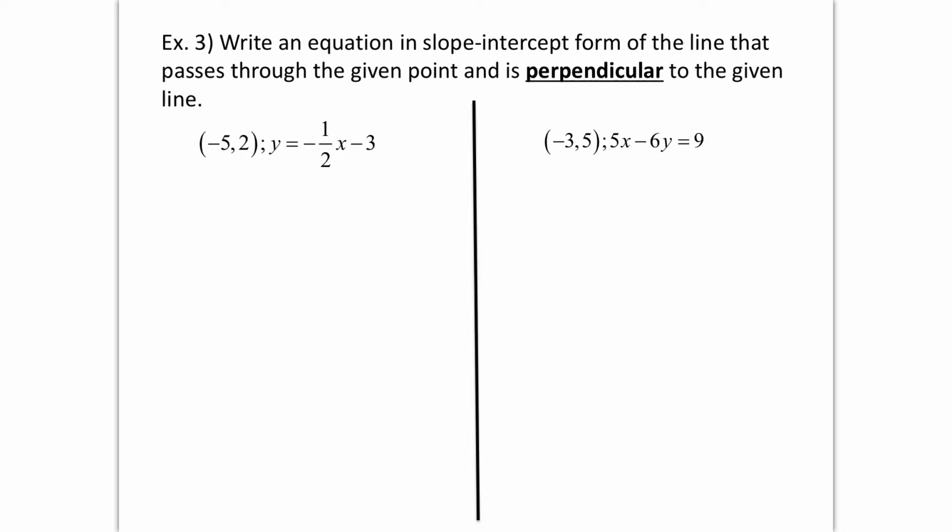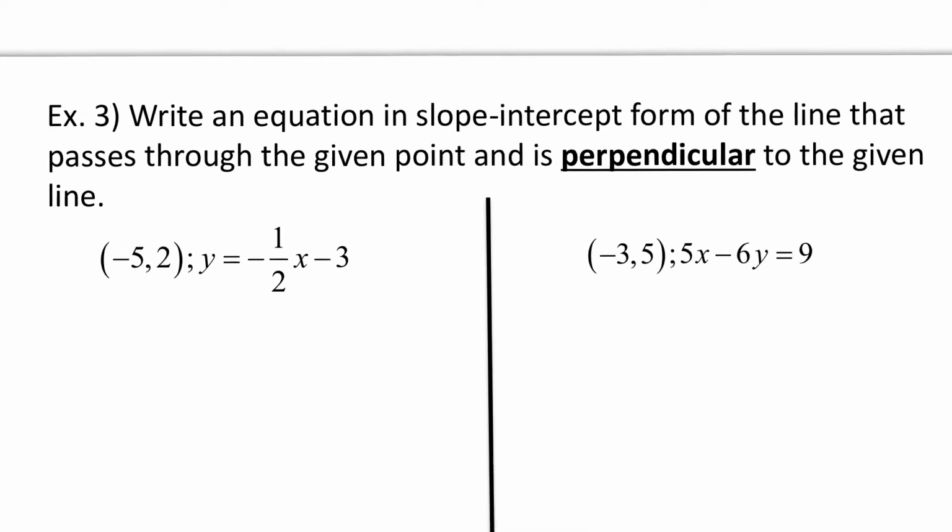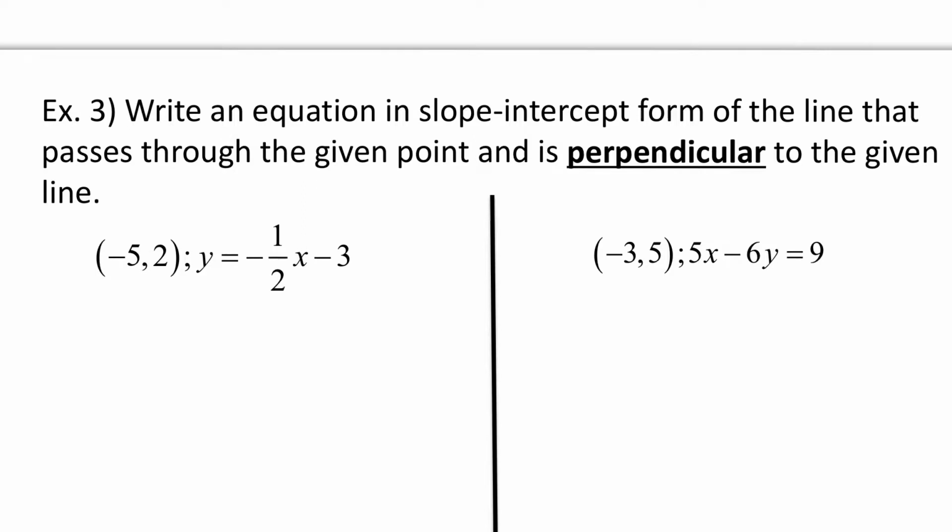This one here, we want to write an equation in slope-intercept form of the line that passes through the given point, and it will be perpendicular to the given line. So first we need to understand what we want to find. So I'm just going to underline what we want. We want to write, first of all, we're not solving, we're not graphing, we are writing an equation in slope-intercept form. So let's go ahead and remember what that form looks like.